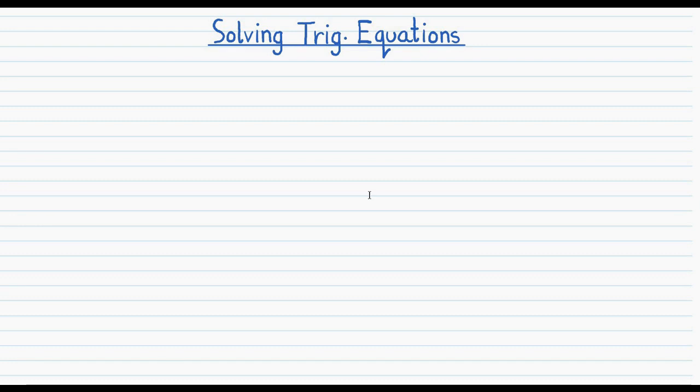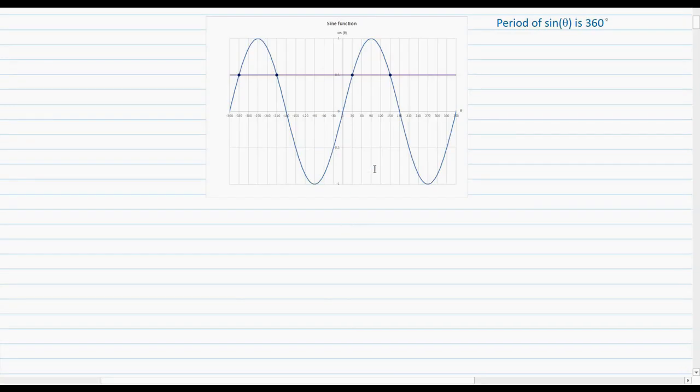And in line with that goal, it's worth just revising what the periods are for the different trig functions, starting with sine. So that's a graph of the sine function. Don't worry so much about this line, I just pasted the exact same graph from earlier on. But the main point is the period of sine theta is 360 degrees, because every 360 degrees you have this whole shape repeat itself.